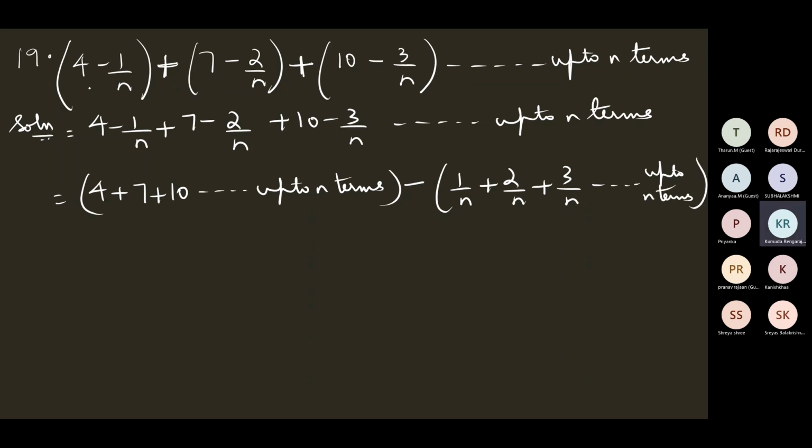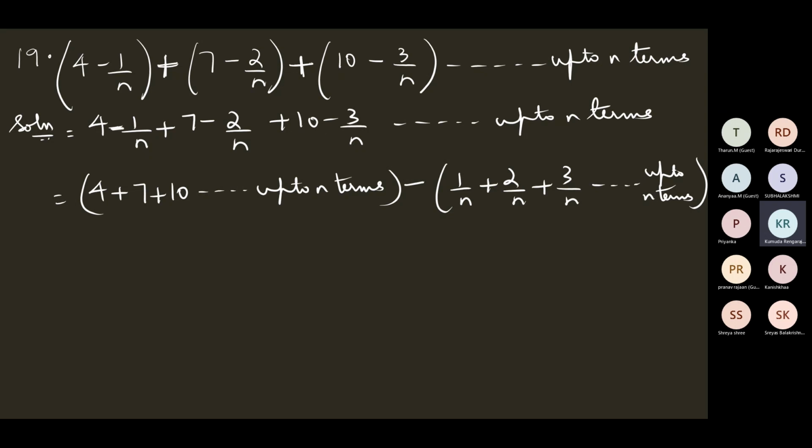All right. See, children, in this bracket, we have 4 minus 1 by n. I first open up the brackets. So 4 minus 1 by n plus 7 minus 2 by n plus 10 minus 3 by n, so on up to n terms. Now gather only the numbers in one bracket. That is 4 plus 7 plus 10. Gather only those numbers, 4 plus 7 plus 10 up to n terms.